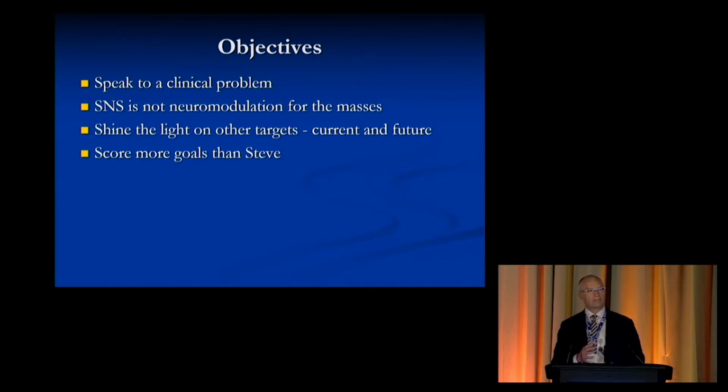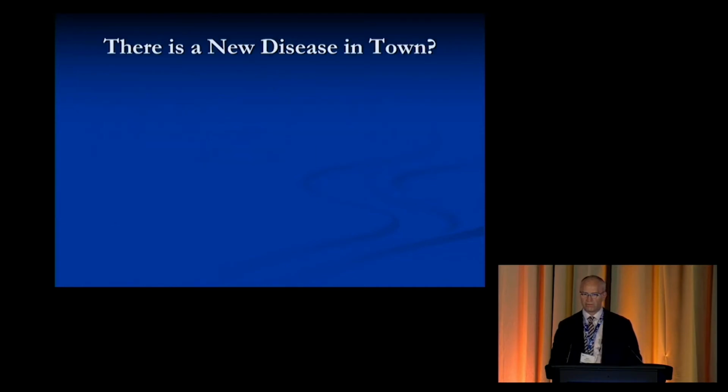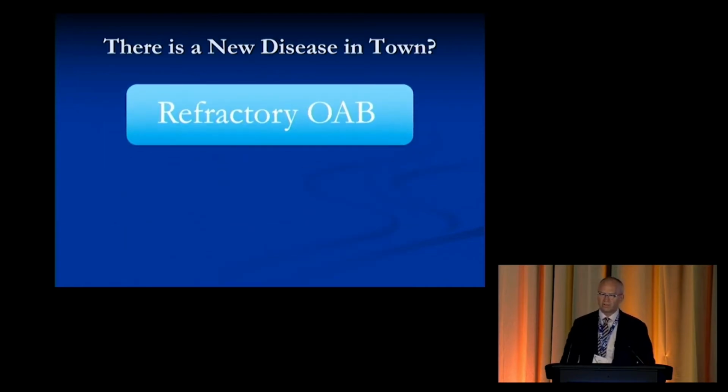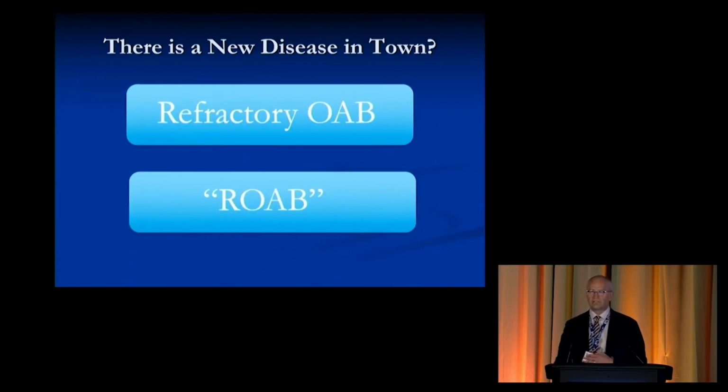I'm going to make a case why we need other targets and shine the light on some of the future ones, and in fun, score a few more goals than Steve. This is an old slide, actually. It's not a new disease anymore, but I usually call refractory overactive bladder ROBE, and that's what we're talking about, but it's its own clinical entity, in my opinion.